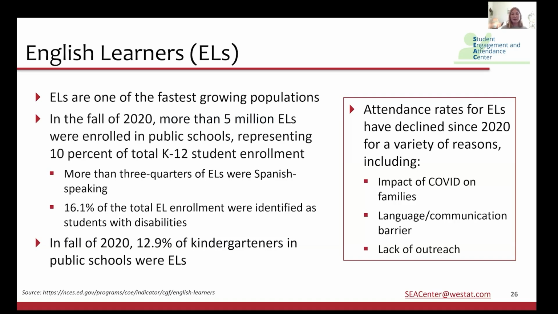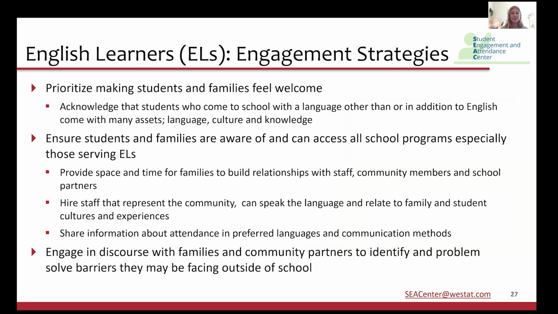Attendance rates since the onset of the pandemic have declined significantly for ELs, which could be for a variety of reasons, which we saw in the Attendance Works sample fishbone diagram. Some of these reasons may include the impact of COVID-19 on these families specifically, many of whom may be immigrants, the language communication barrier between families and school staff, or a lack of targeted outreach by schools to these families. The root causes we touched on in the last slide, of which there are many more, we only named a potential few, are important to consider when thinking about engagement strategies as well.